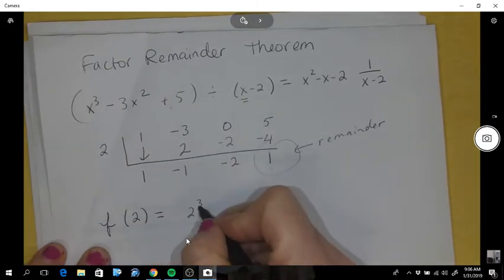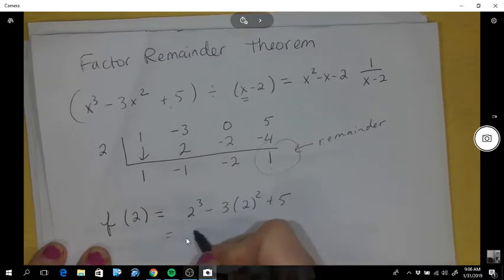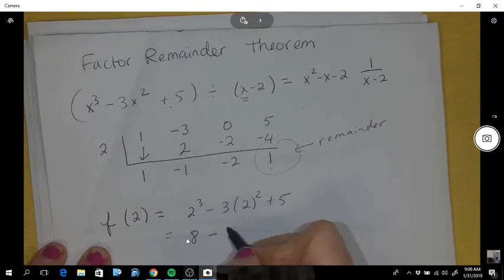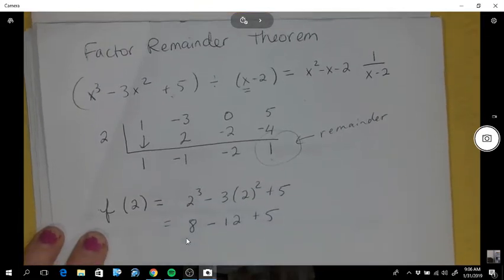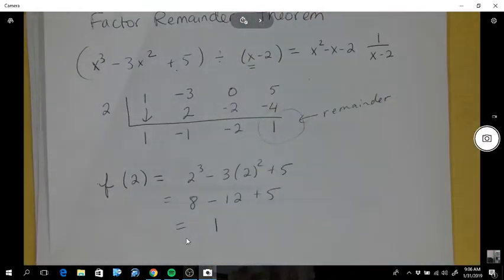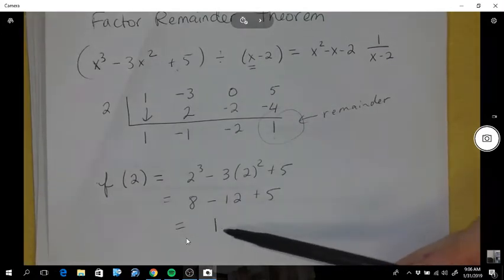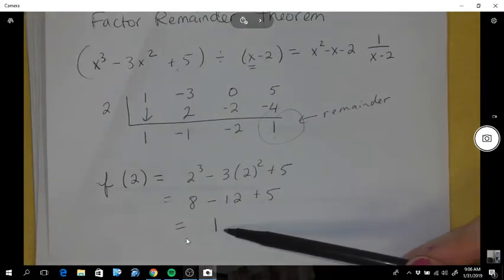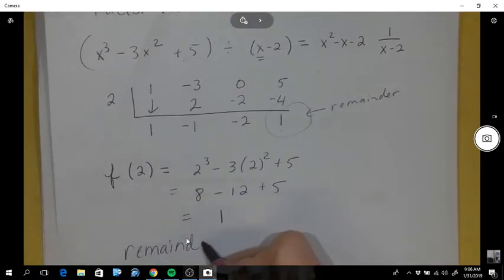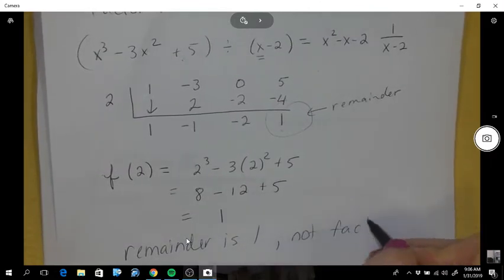So 2 cubed minus 3 times 2 squared plus 5, I get 8 minus, that's 3 times 4, so 12, plus 5, and that comes out to 1. So you can see that we got the same remainder when we did synthetic division as when we plugged that zero in. So therefore, the remainder is 1, and it is not factorable.